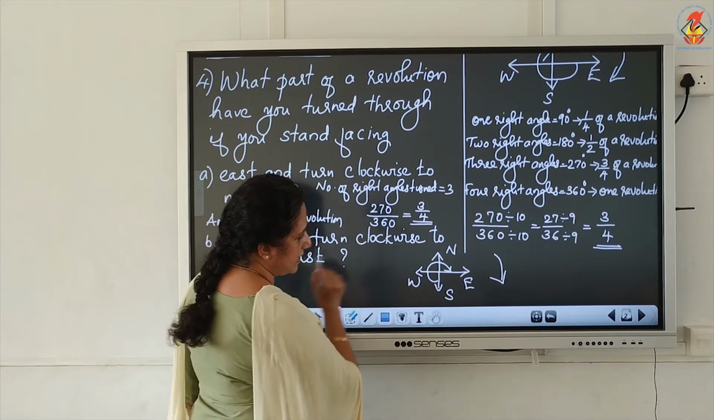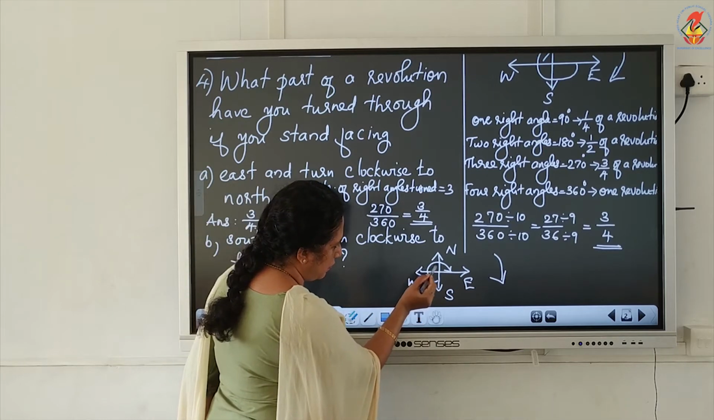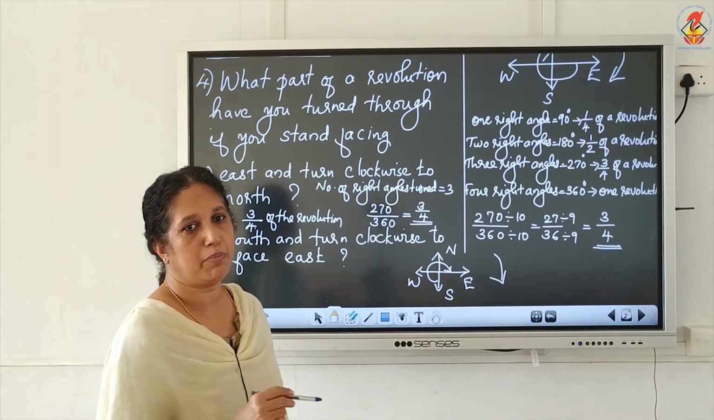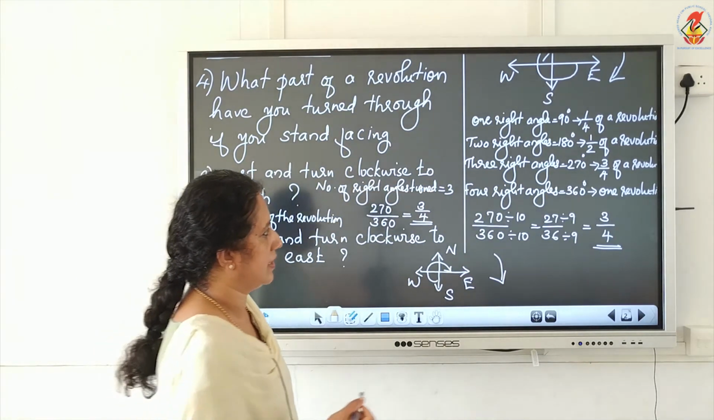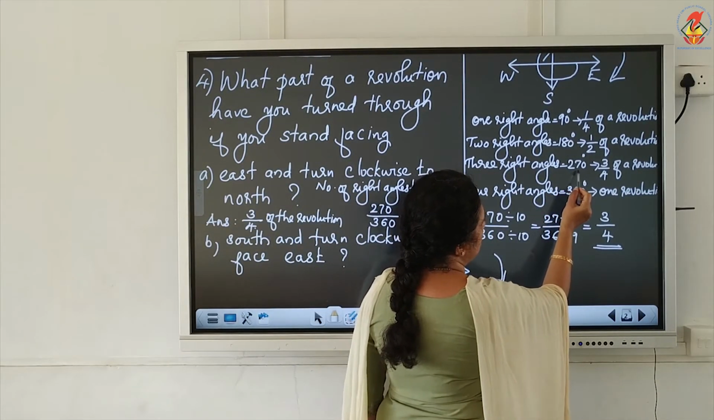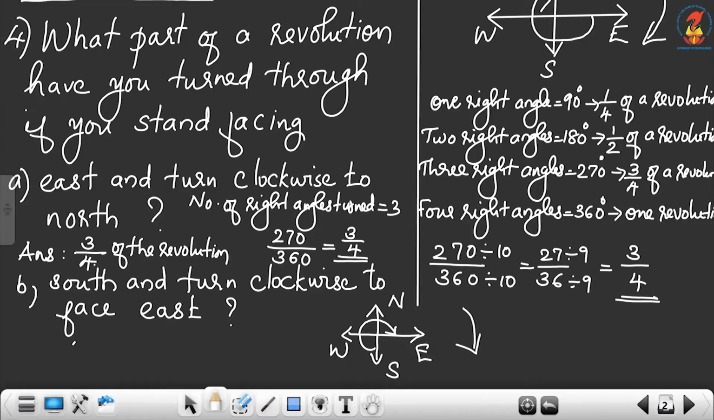So how many right angles did you turn? You can see that 1, 2 and 3. Number of right angles turned is equal to 3. So if you turned 3 right angles, the measure will be 270 degrees and we can say that it will be 3/4 of the revolution. So here also the answer is 3/4 of the revolution.